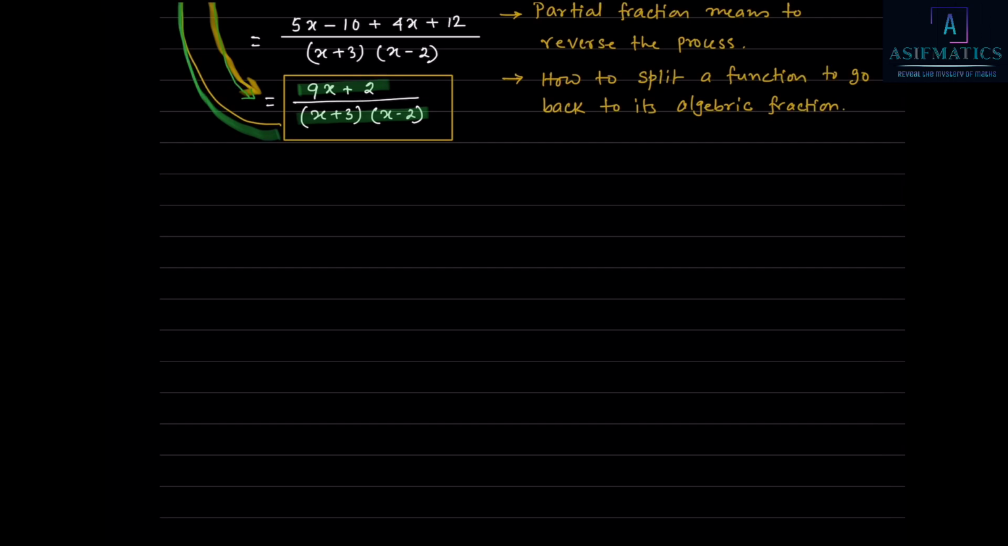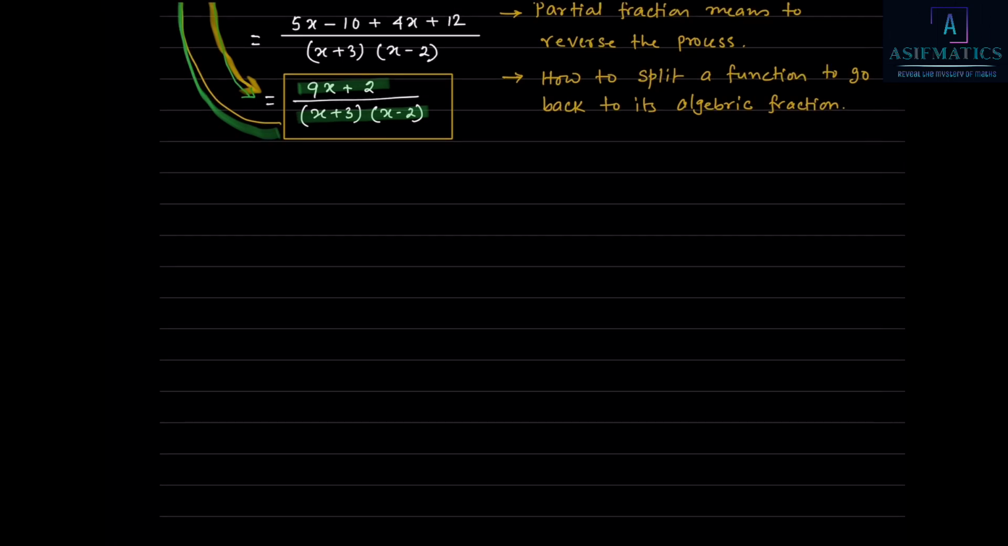Now, there are different types, or different forms, of partial fractions. But in your syllabus, we have only three forms. We can say them as linear, or repeated, and the third one is quadratic. So these are the three forms.